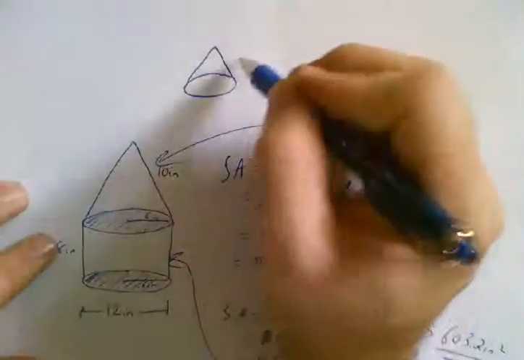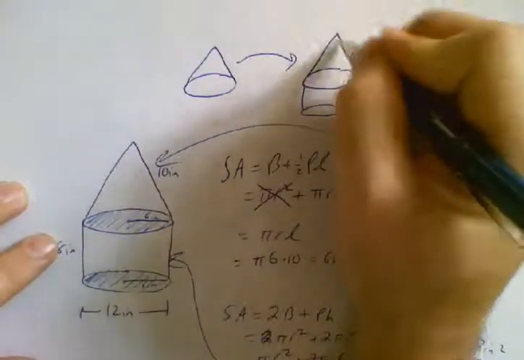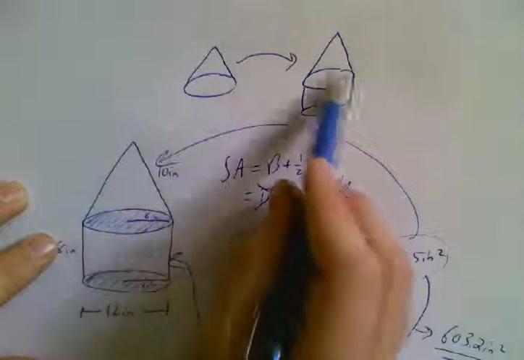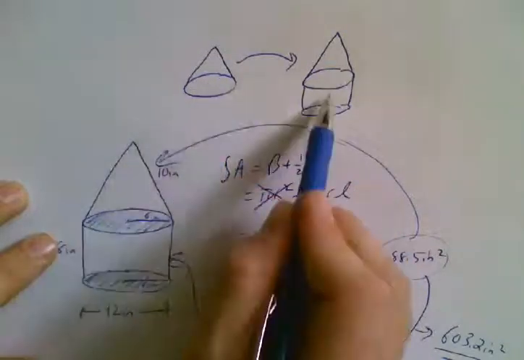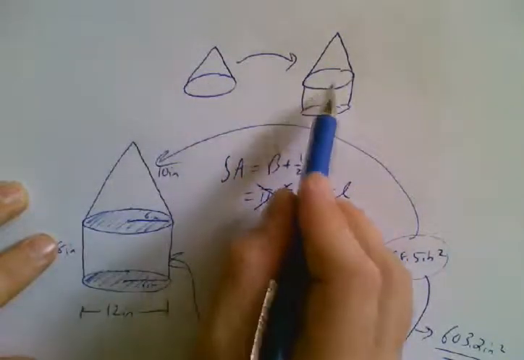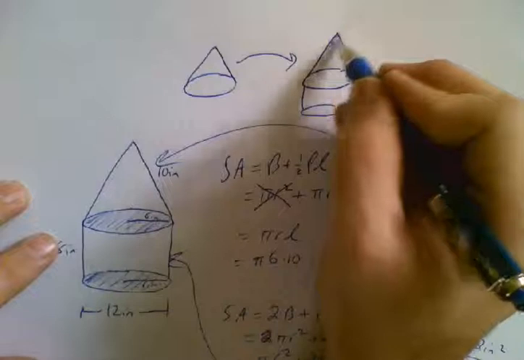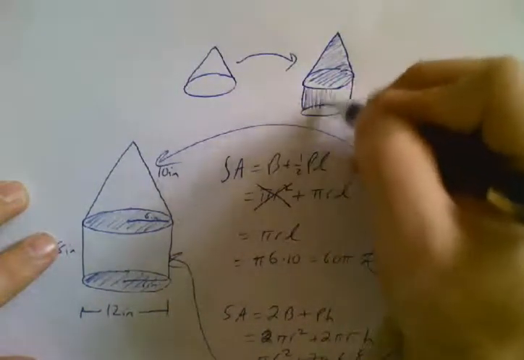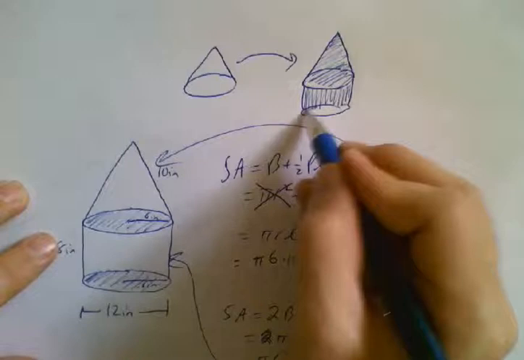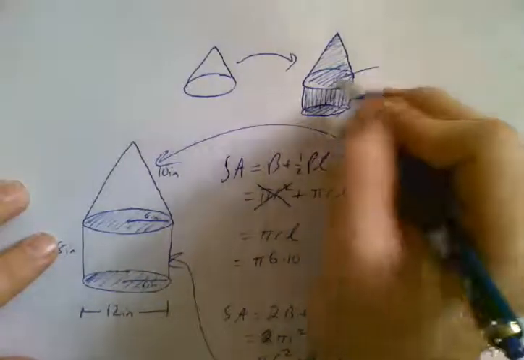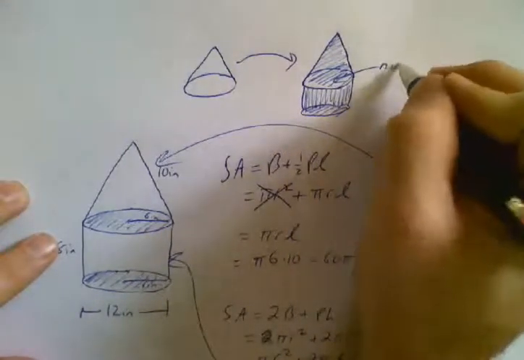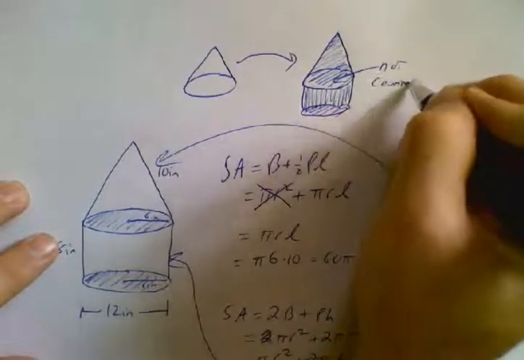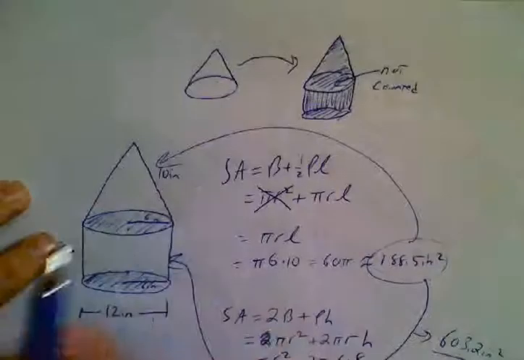But as soon as I put this one on top, and it is now blocking the circle that was here and the circle that was on top of the cylinder, then all I'm really dealing with is the lateral surface area of the cone, the lateral surface area of the cylinder, and then the bottom of the cylinder. I would not be counting the circle that's in between.